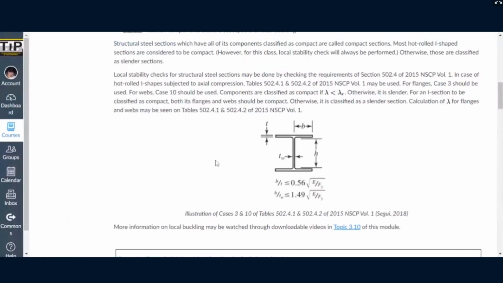So there you go, no? So it just explains the mechanism of local buckling and how it affects our members. Okay? So let's go back to the module.